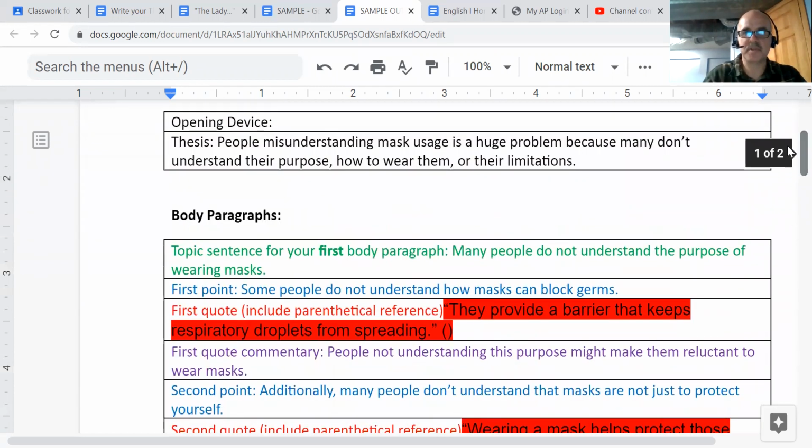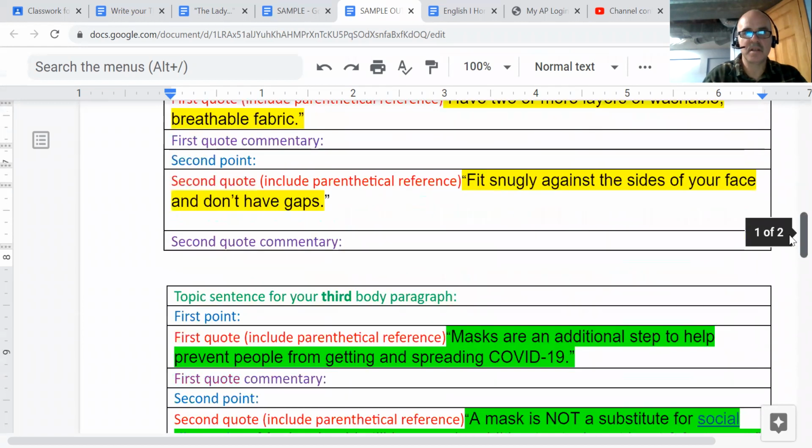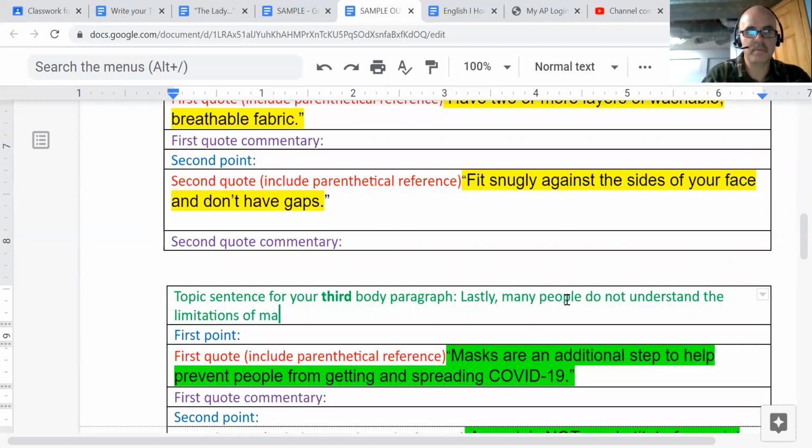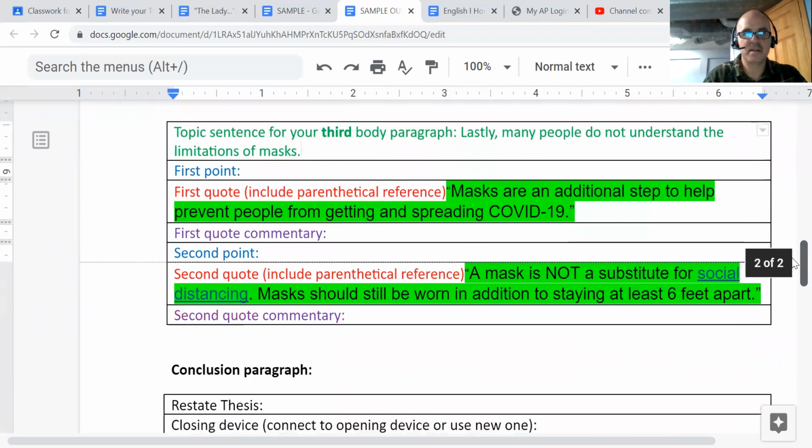I'll go and do the topic sentence for the last one. And the last one's about limitations, right? So maybe for that paragraph, we might say, lastly, many people do not understand the limitations of masks, okay? And then we do the same thing to that there, okay?